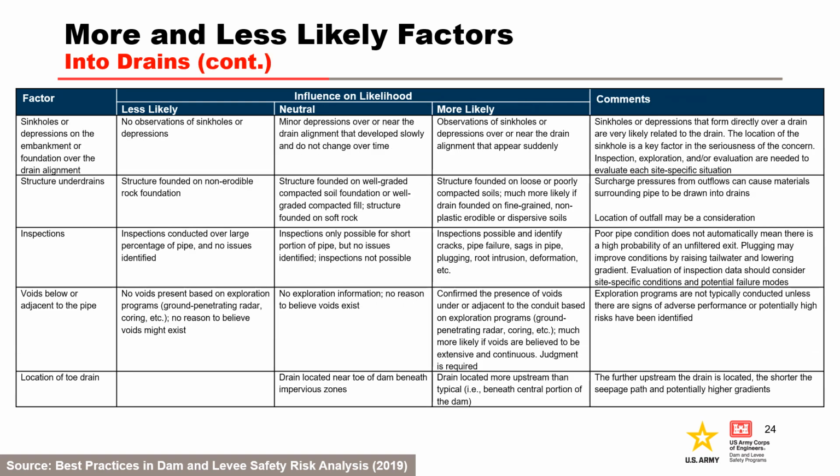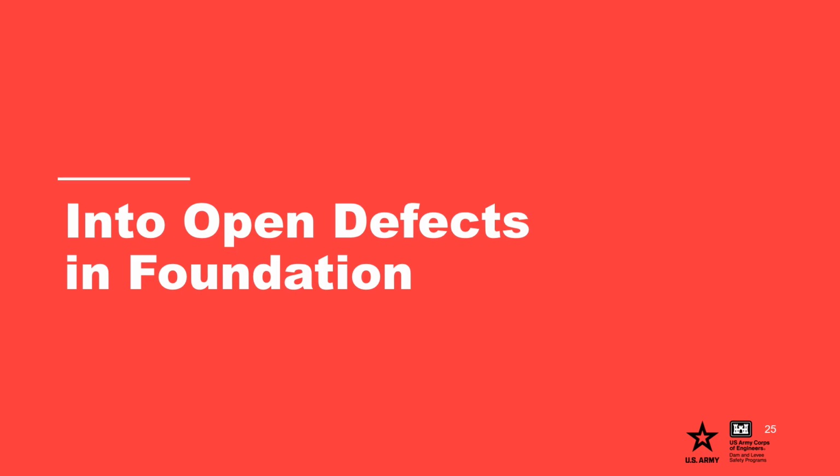The factors in this portion of the table address sinkholes or depressions, structure under drains, inspections, voids below or adjacent to the pipe, and the location of toe drains. Next, we'll discuss internal migration into defects in the foundation.